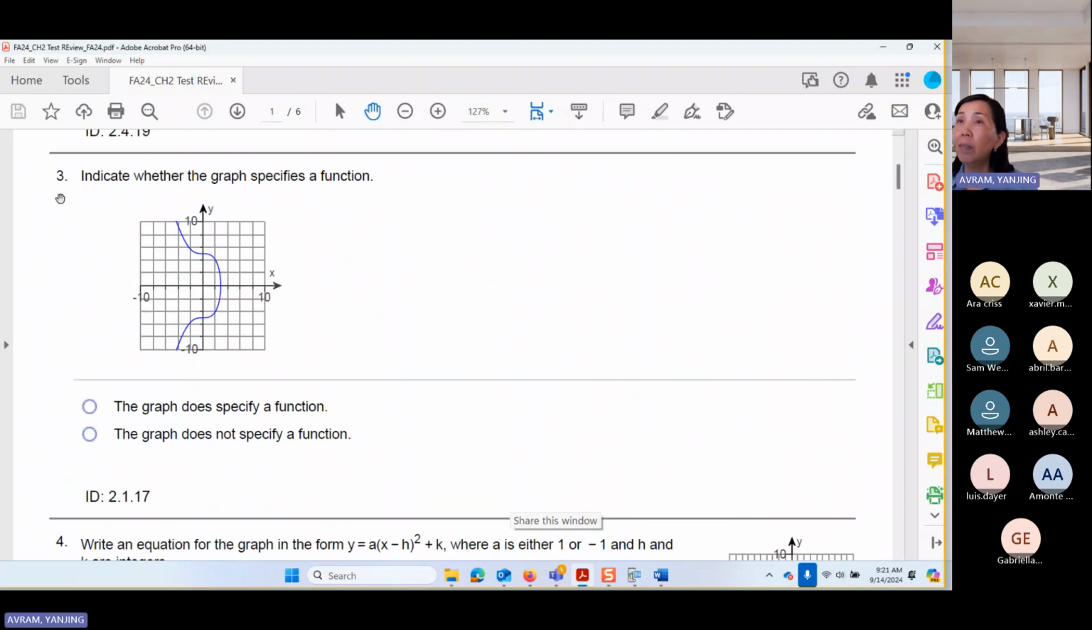All right, number 3, indicate whether this specific graph is a function or not. Anyone give me an answer? Is this a function? Does the graph specify a function or not? A is yes, B is not. Give me an answer, everyone.